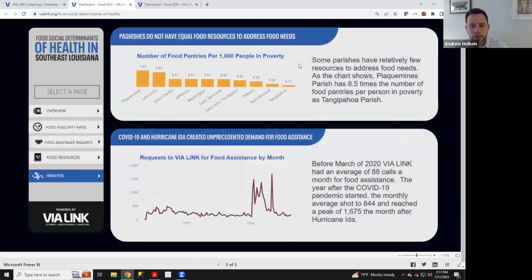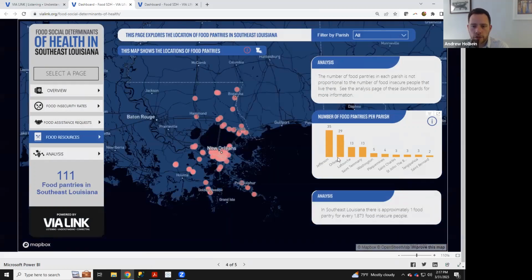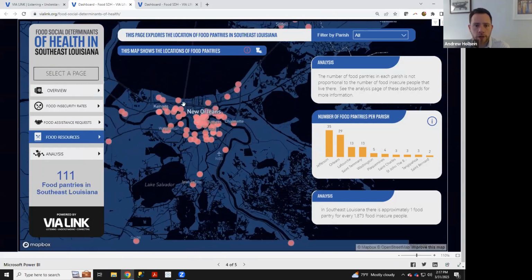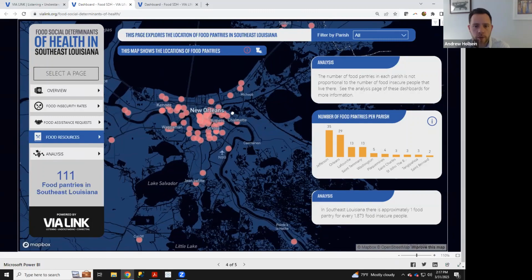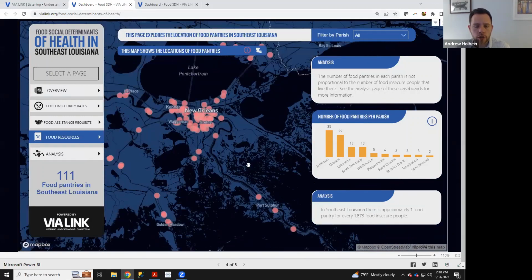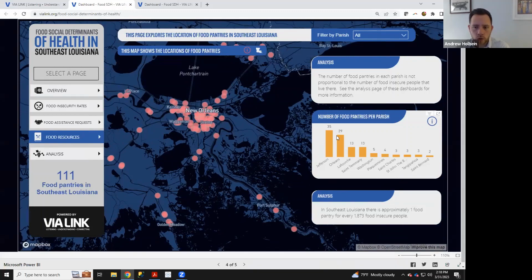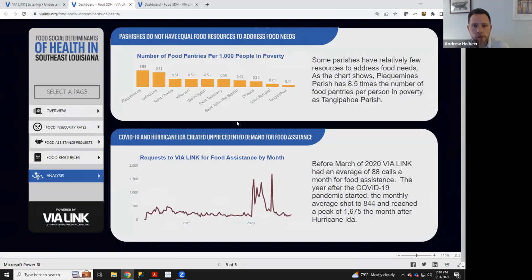And then the analysis page gets into some deeper analysis. For example, this chart talks about how Orleans Parish has 29 food pantries, which is a lot more than Plaquemines Parish, which only has 4. You might look at that and think there's a lack of resources in Plaquemines Parish. But what the chart on the analysis page is pointing to is that there's a much higher concentration of people in poverty in Orleans Parish. There are about 90,000 people living in poverty in Orleans Parish, whereas Plaquemines Parish, which is obviously a more rural area, has only about 3,000 or 4,000 people in poverty. From a total standpoint, Orleans does have more food pantries than Plaquemines, but if you look at food pantries per 1,000 people in poverty, Plaquemines Parish has the most of any of those 10 parishes, and Orleans is third to last down here.